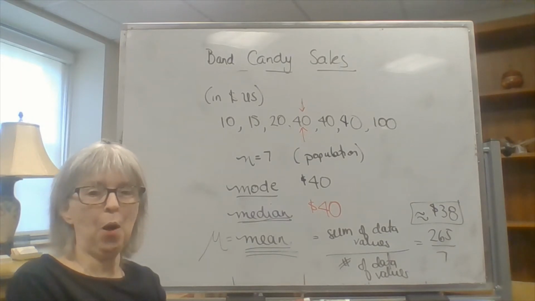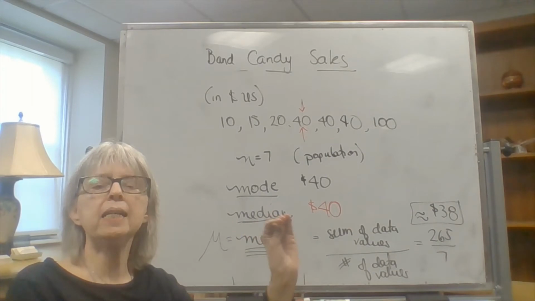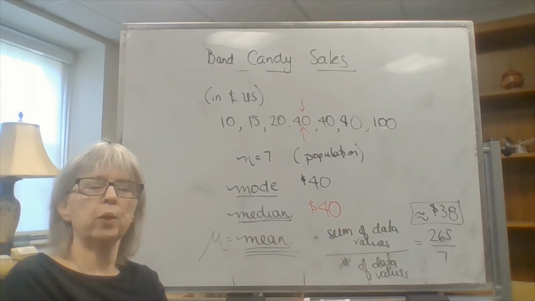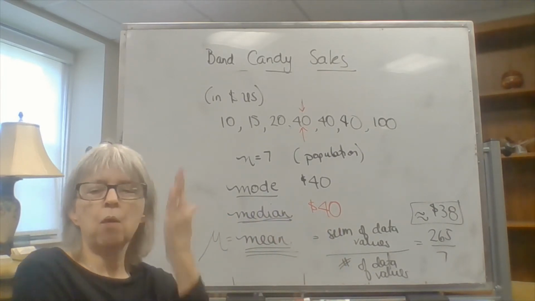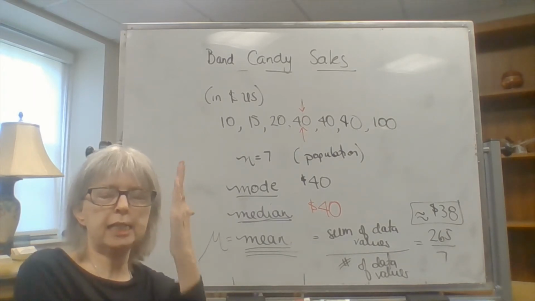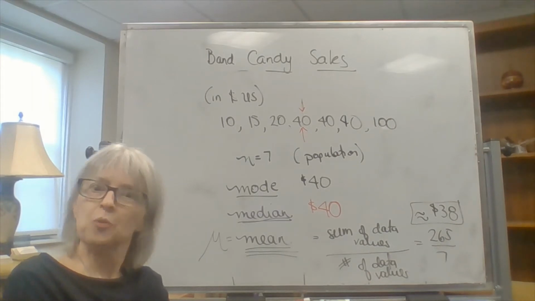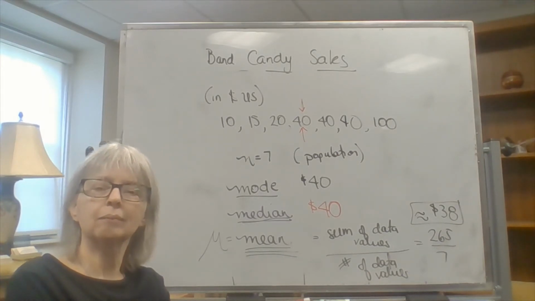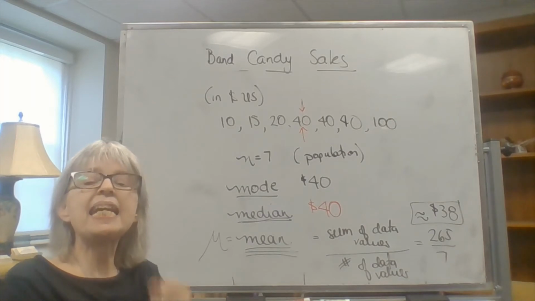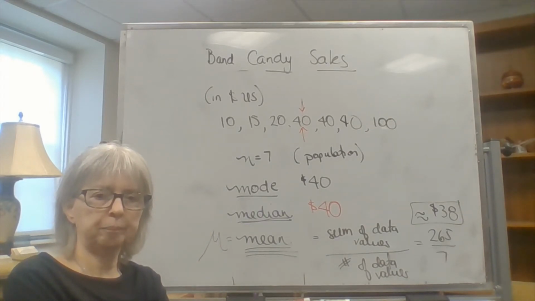It's a judgment call. Median takes how many numbers you have into account, and what number falls directly in the middle, cuts the data in half. That's really middle. Mean takes the size of all of the numbers into account.